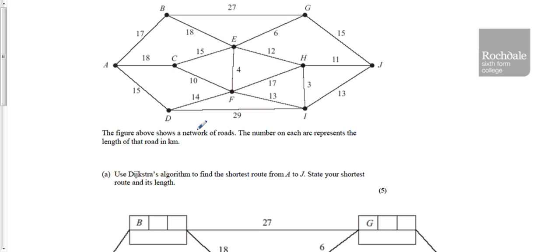In this question, we are given a network of roads. The number on each arc represents the length of that road in kilometers, and we have to use Dijkstra's algorithm to find the shortest route from A on the far left to J on the far right. After we've done that, we must state the route itself and the length of that route.